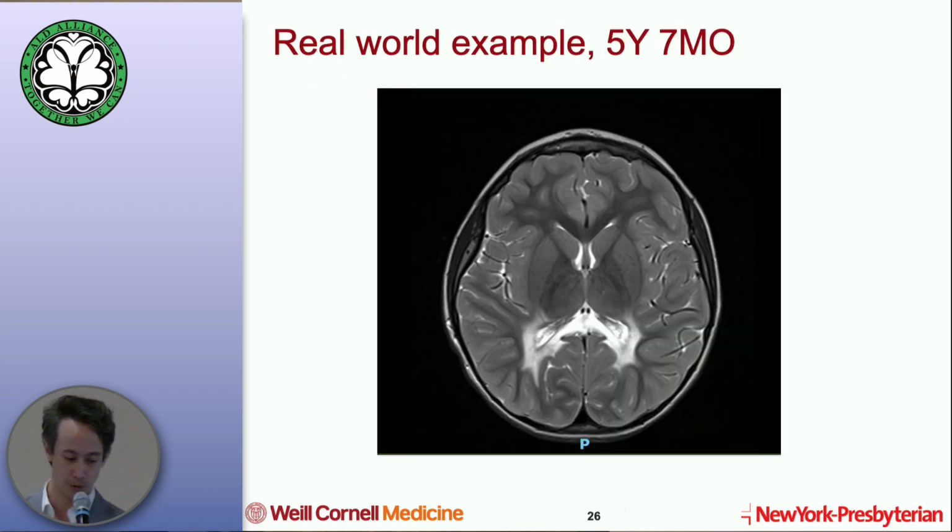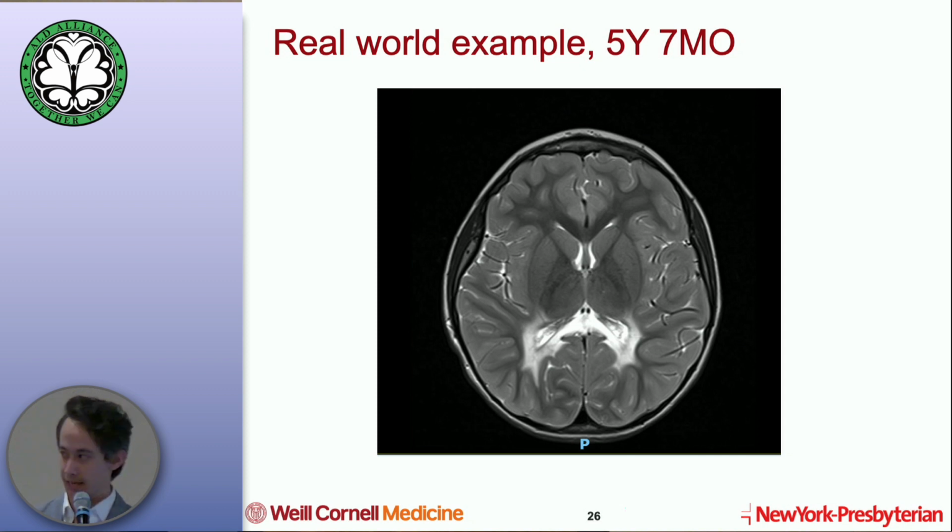So I want to give a real-world example to try to get a feel for this. This is a kid who was sent to me, and this was what his MRI showed when he was sent to me. He was, at the time, 5 years and 7 months old. He's a newborn screening kid. So he showed up in my office. I could tell he has subtle symptoms. And I look at a scan, and this is what it shows.